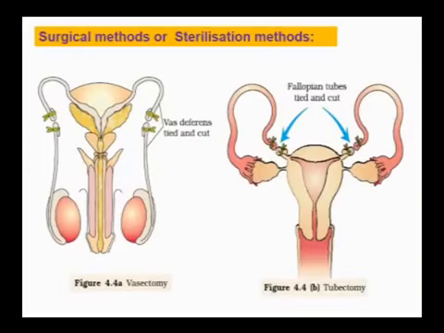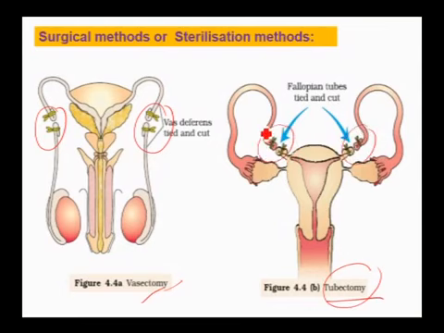Surgical methods include vasectomy in males and tubectomy in females. Vasectomy is a surgical procedure in which the vasa deferentia of both sides are cut and tied to prevent the transport of sperm to the site of fertilization. In tubectomy, the fallopian tubes of both sides are cut and tied to prevent the transport of the egg or ovum to the site of fertilization. So surgical intervention prevents the transport of both sperm as well as egg to the site of fertilization. That is how surgical methods or sterilization methods prevent fertilization.